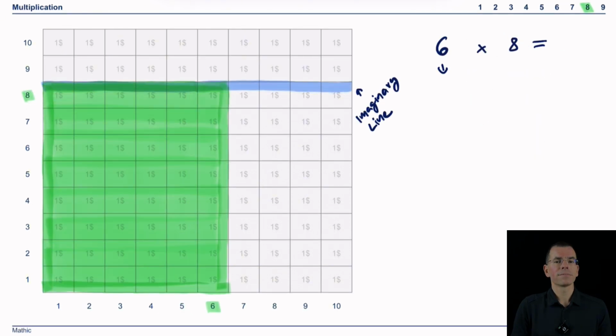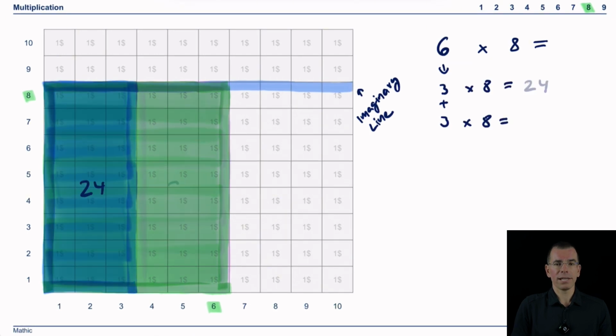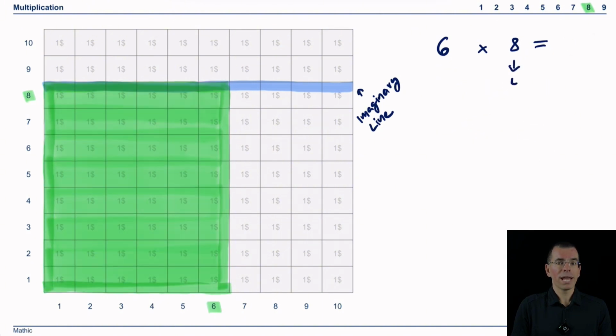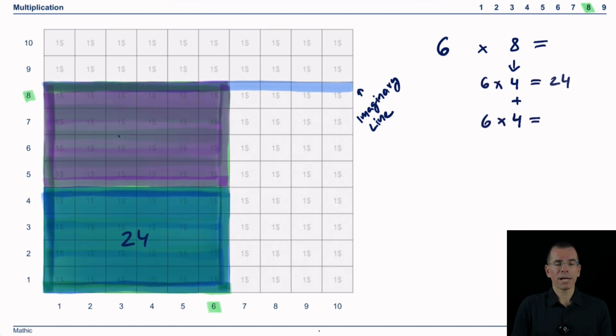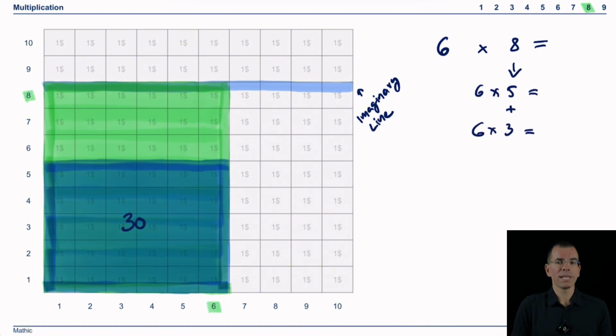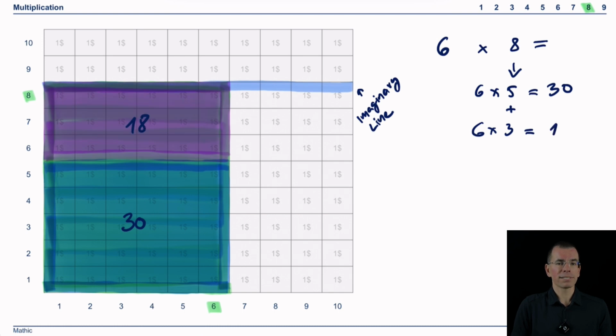6 times 8. 6 could be split into 3 plus 3, multiplying 3 times 8 plus 3 times 8. That is 24 plus 24. Or 8 could be split into 4 plus 4, multiplying 6 times 4 plus 6 times 4. That is 24 plus 24. Another simple solution seems to be splitting 8 into 5 plus 3. 6 times 5 plus 6 times 3 is 30 plus 18.